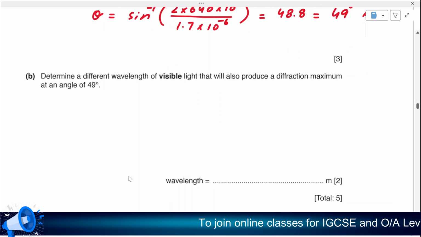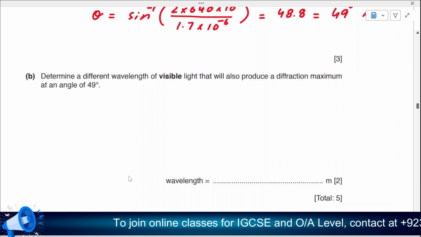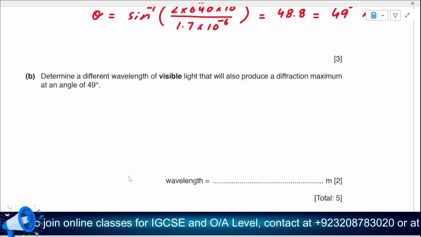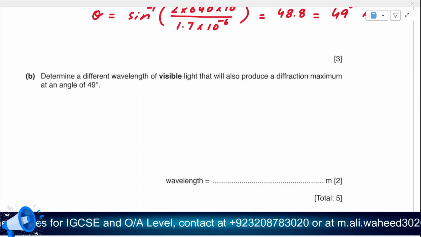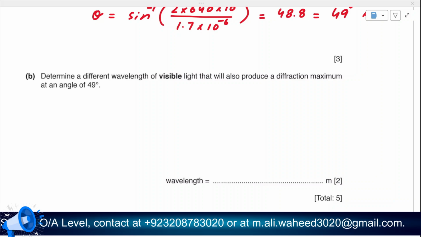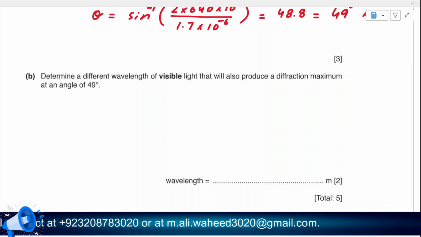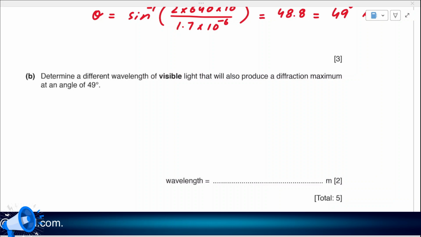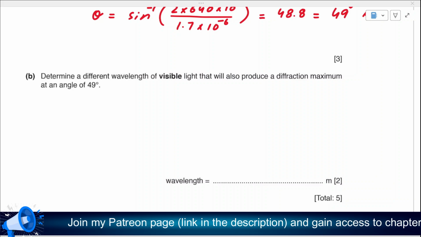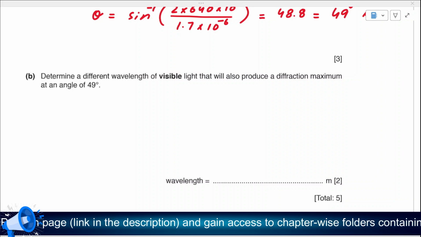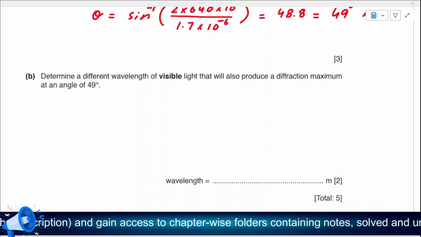Determine a different wavelength of visible light that will also produce a diffraction maximum at an angle 49. All right. So we need to determine a different wavelength that would also produce a diffraction maximum at an angle 49. So we can find the value of lambda. We need to find the value of the new wavelength.